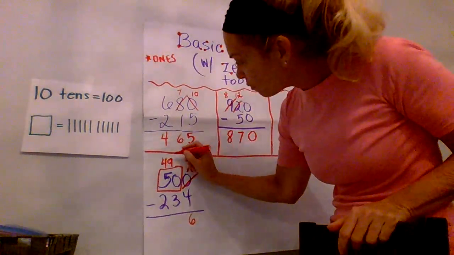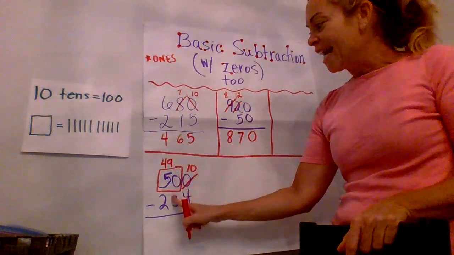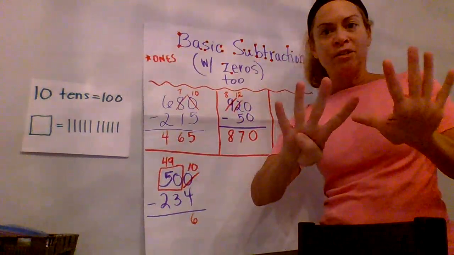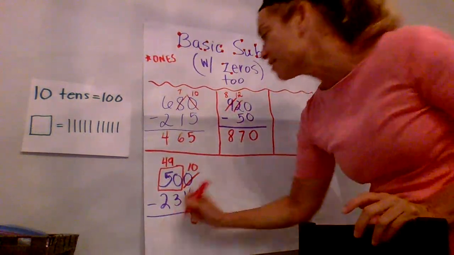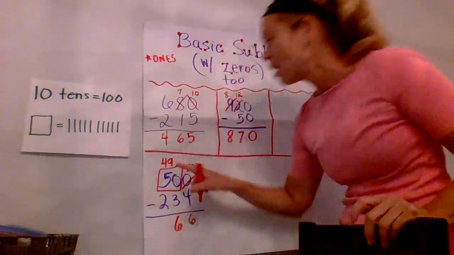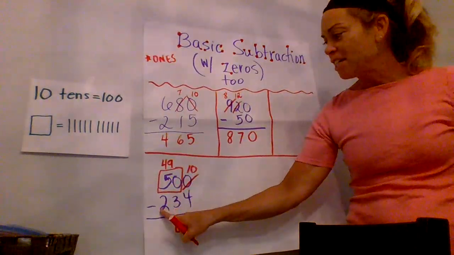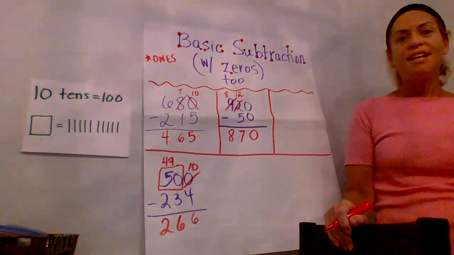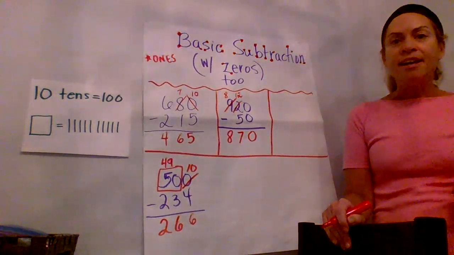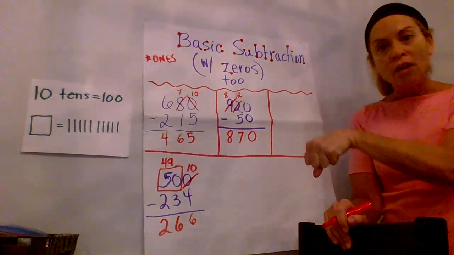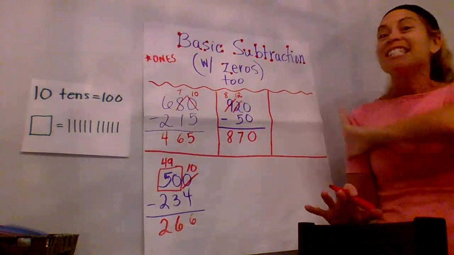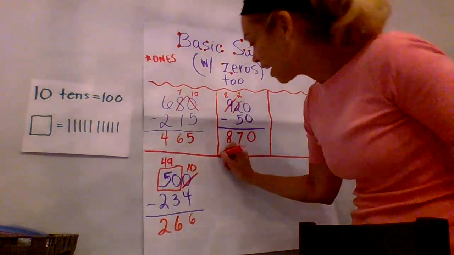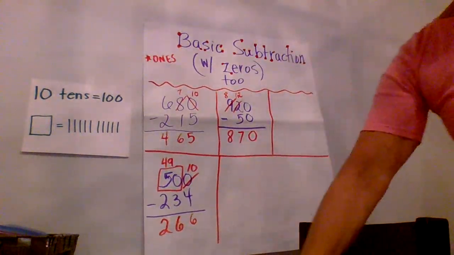Sorry, boys and girls, I should have written that over here. 49 take away 3. 9 take away 3 is 6. I'm a little off there, sorry. 4 take away 2 is 2. Let me show you again. If you go to borrow and your neighbor has nothing, your neighbor has 0, I'm going to show you again what to do.